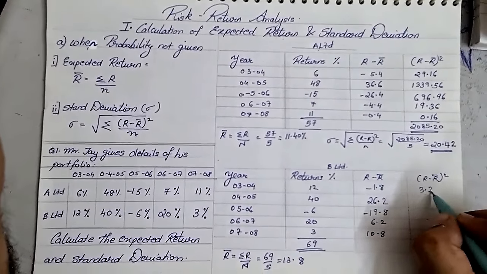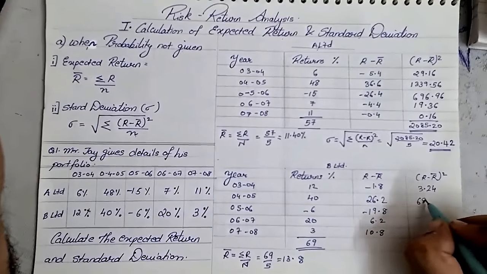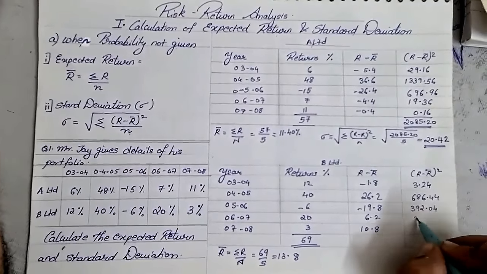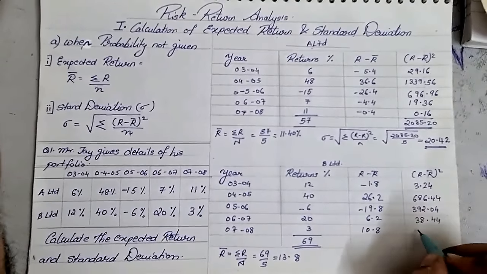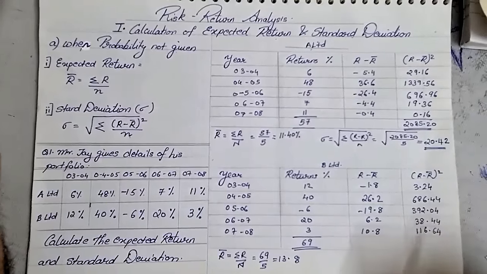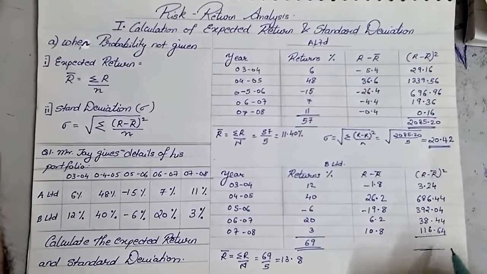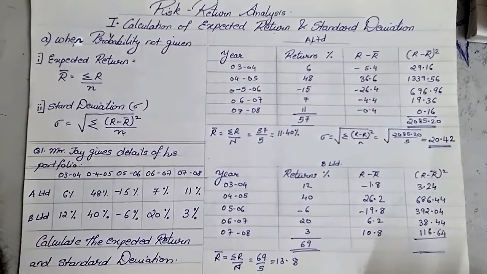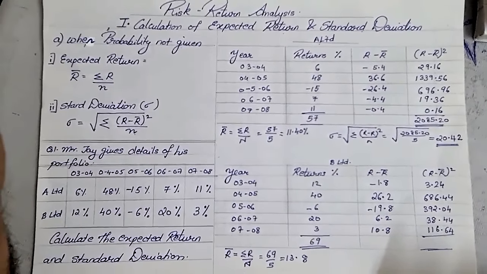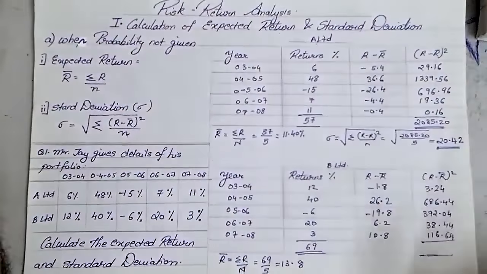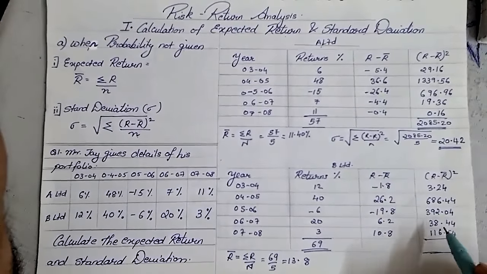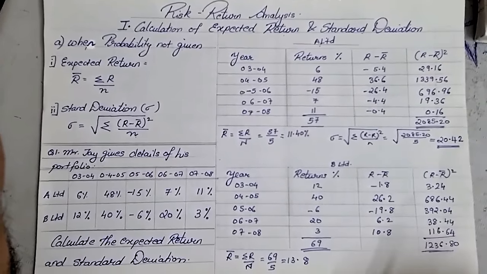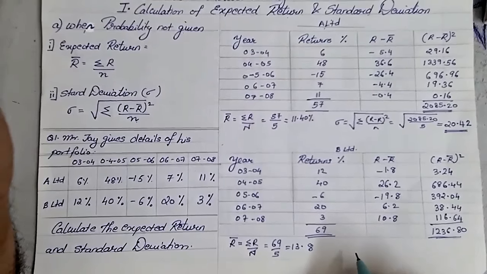So it will be 3.24, 686.44, 392.04, 38.44 and 116.64. Once you get that, we total it up. So after you get that, we total it up and we'll get the value as 1236.80. Lastly, we need to find the value of standard deviation.